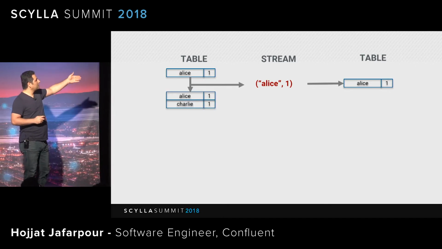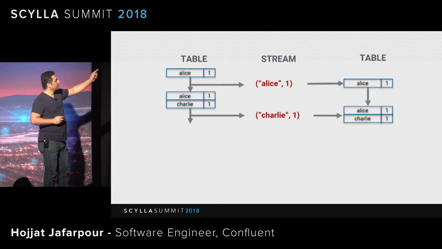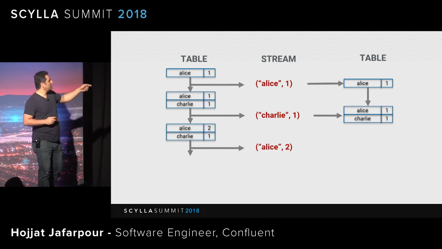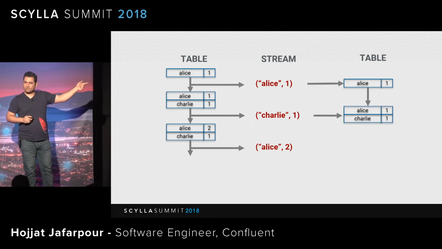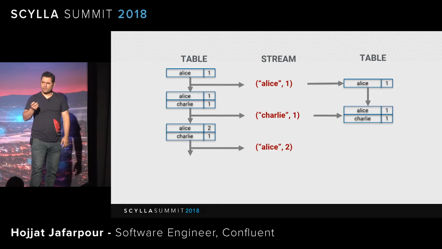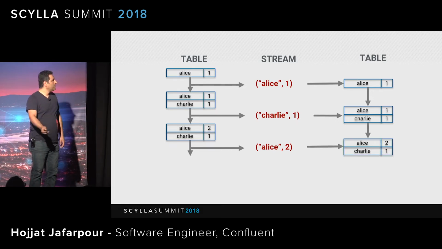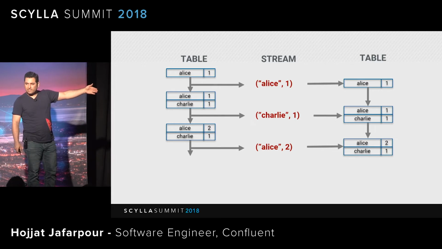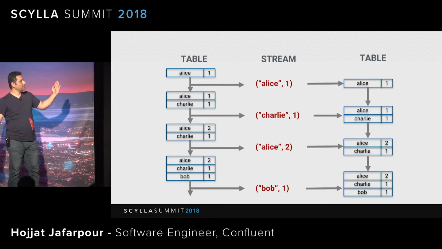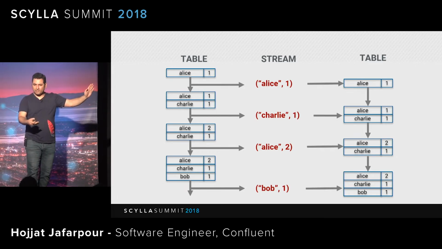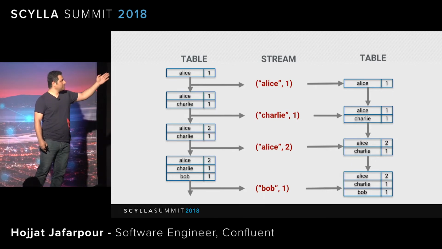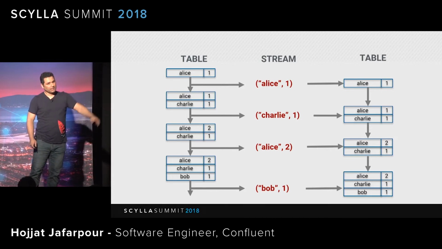So let's say you have another insert into this table. You can interpret it as another message in your stream, and you can materialize it. Now, let's say you have an update on the previous row that you had, Alice. Again, you can interpret it as a message in your stream, and it is going to be materialized as a table. So as you see, all of the updates or log of the events that you have can be considered as a stream of events. And from this stream of events, you can get a table.